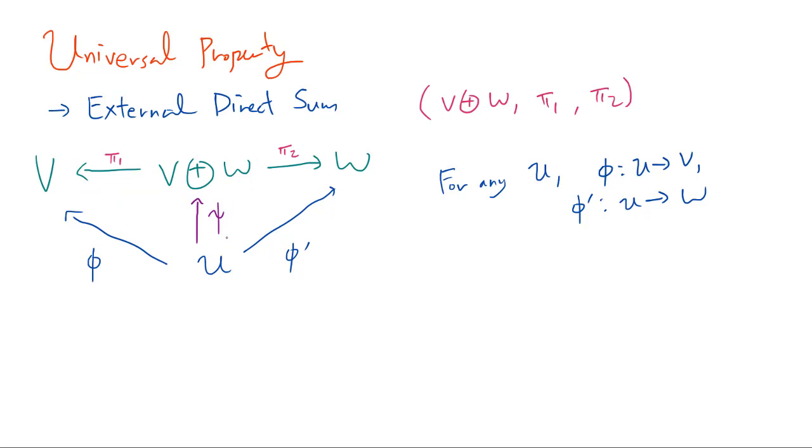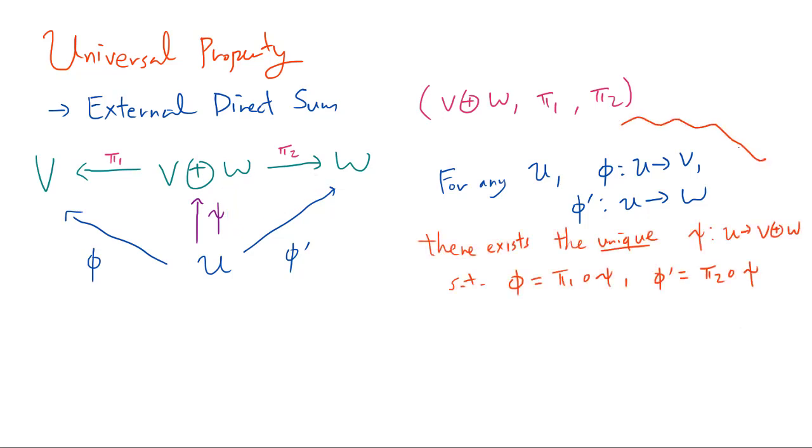And such that if you apply psi, and then you apply pi2, that's going to be the same as applying phi prime. So here is the summary of the universal property, in which every map is linear. And now I want us to think about why this actually defines the external direct sum that we are used to. Well, remember that in the original external direct sum, when we had our projection maps defined in a very natural way, suppose that we have a vector space U and we have these linear maps phi and phi prime.